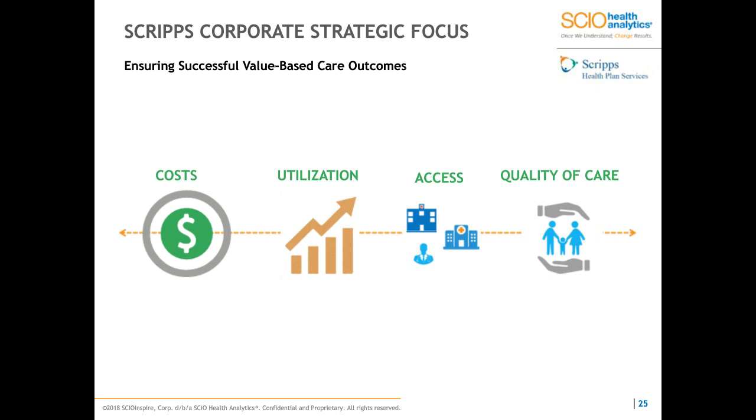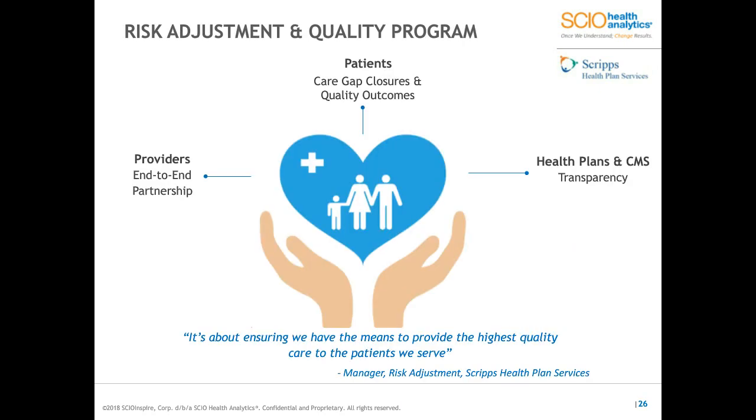So, risk adjustment and quality program. At Scripps Health Plan Services, our programs historically were blended together. And in 2014, we made the decision to separate them. I spoke briefly about that. Our risk adjustment program rolls up under the compliance team, while our quality program rolls up under our medical management team. We work very closely together, and without each other, we can't be a complete team.